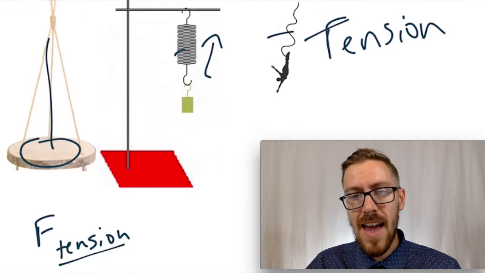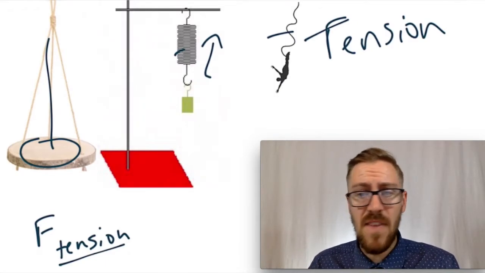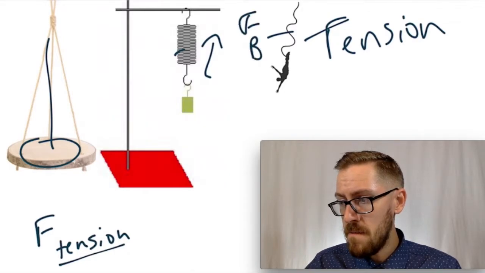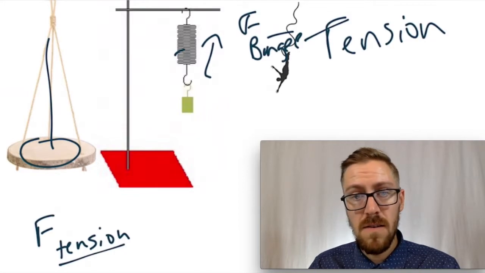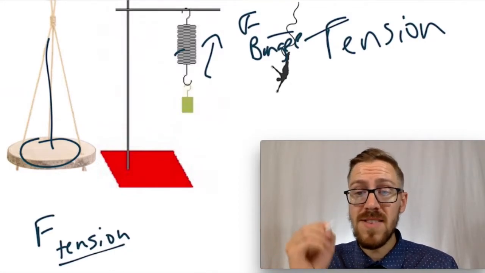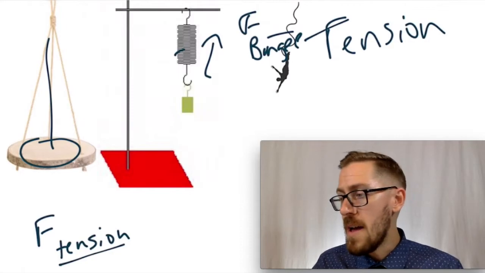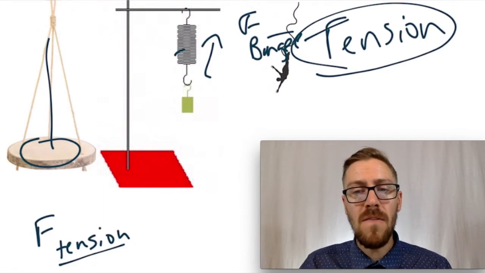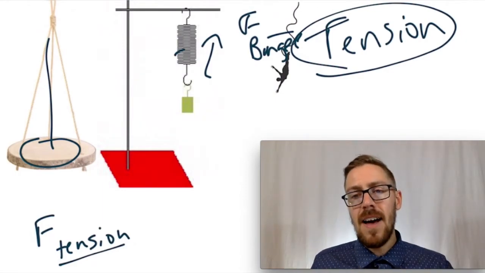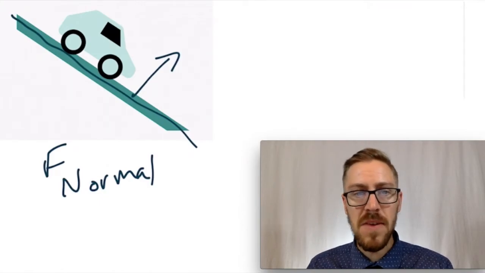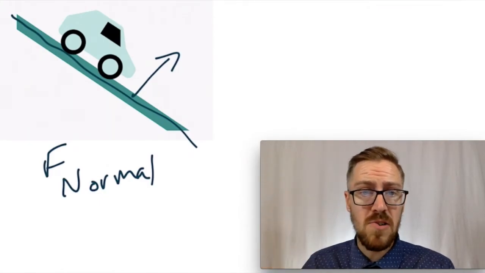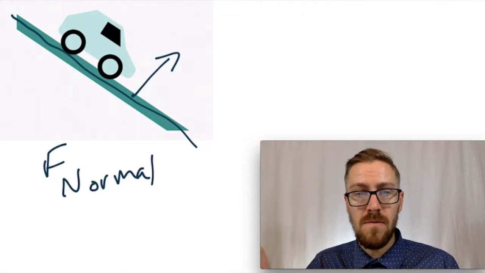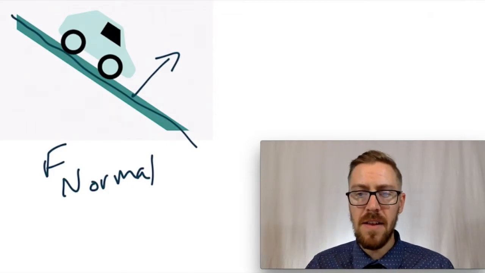Or if you want to call this F rope, you can call it that. That's fine. Or if you want to call this F bungee, that's totally fine. If you want to use the object name instead of tension, go for it. But the general kind of force that we would call this is tension, because all of these involve the stretching of something. Again, just back on this one, if you want to call this F road, pushing up, or F surface, or F ground, those are all fine. I'll take that.